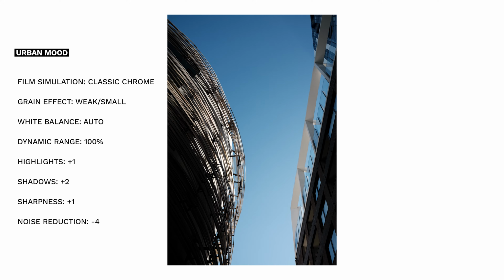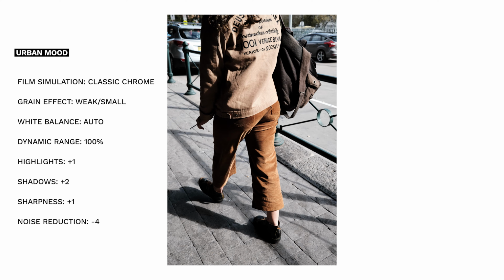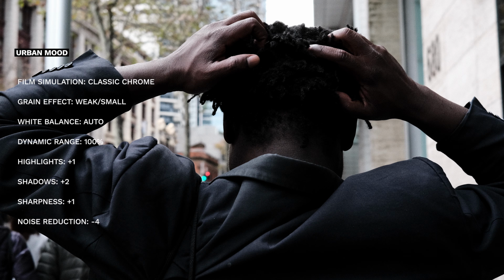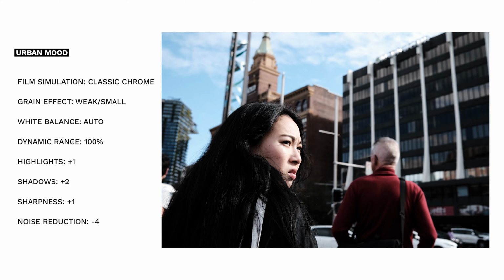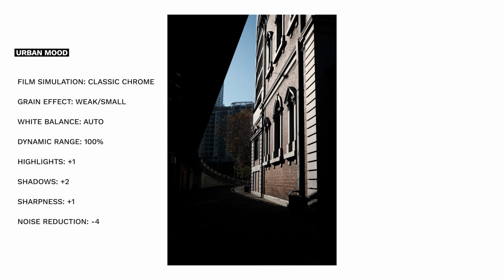Dark shadows and slightly raised highlights gives it a heavy look. For urban landscapes with very muted color palettes, classic chrome works very well. At the same time, it can also render colors in a pleasing way. I use this in any daytime light situation.